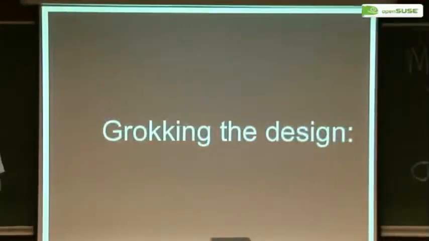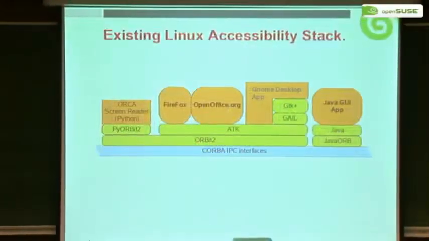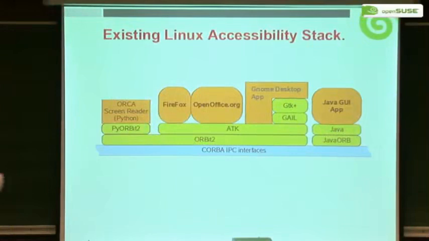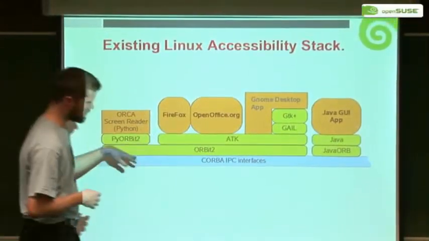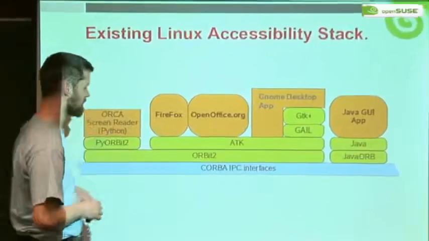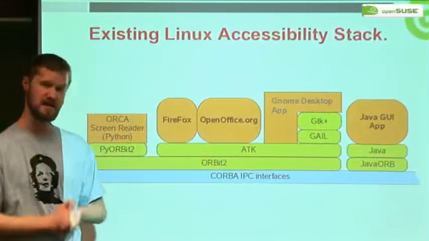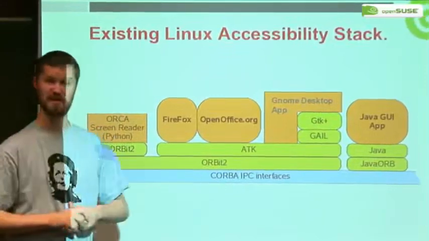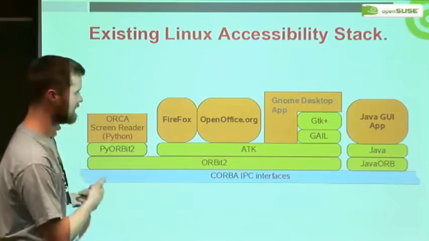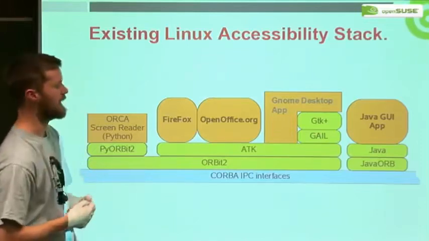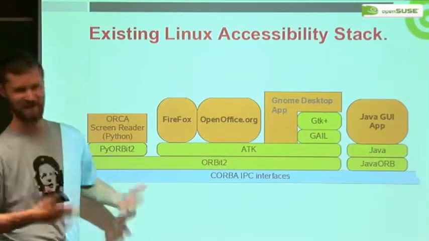So I'm going to try and talk you through, briefly, the various different designs in this space for doing accessibility and how they're different. So this is the existing Linux accessibility stack. And you'll notice at the bottom of it we've got a whole load of CORBA IPC interfaces, and these are defined, and it was thought that it would be a good idea to standardize the IPC. I think that's actually a terrible idea, but at least there is a language agnostic IDL language you can do that in, and it looks like a good idea to start with. So, well, whatever, you've got to work with something.